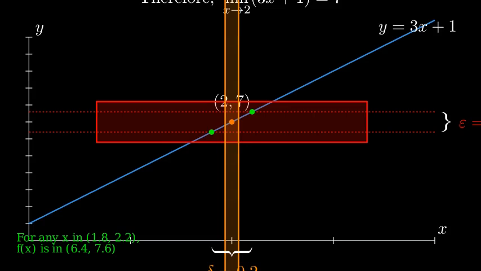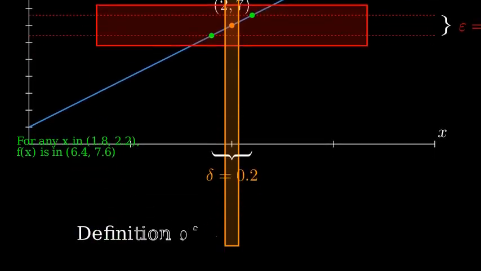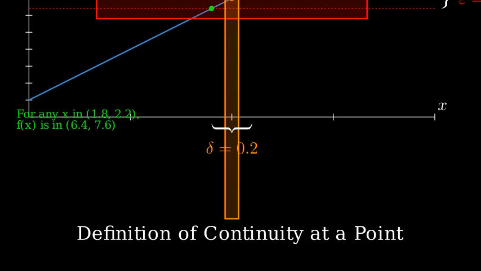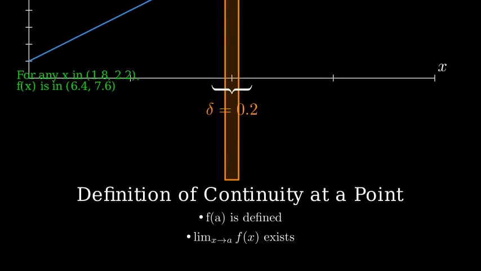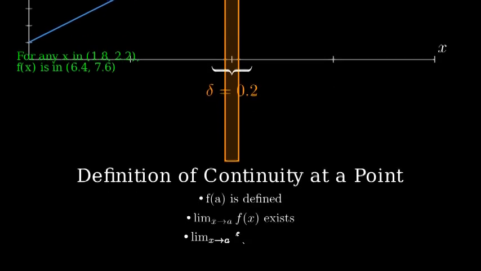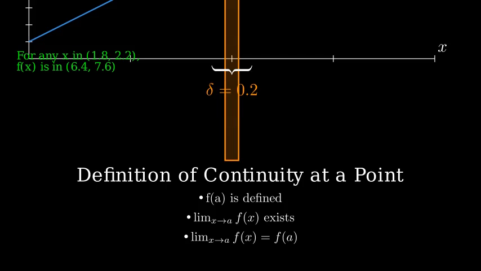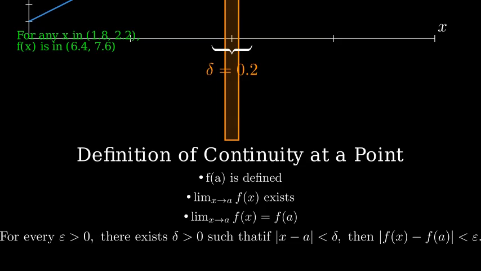Now that we understand limits, let's define continuity. A function f is continuous at x equals a if, and only if, 3 conditions are met. First, f of a is defined. Second, the limit of f of x as x approaches a exists. And third, the limit equals the function value at a. Equivalently, using the epsilon delta definition, a function is continuous at x equals a if for every positive epsilon, there exists a positive delta, such that whenever the absolute value of x minus a is less than delta, the absolute value of f of x minus f of a is less than epsilon.